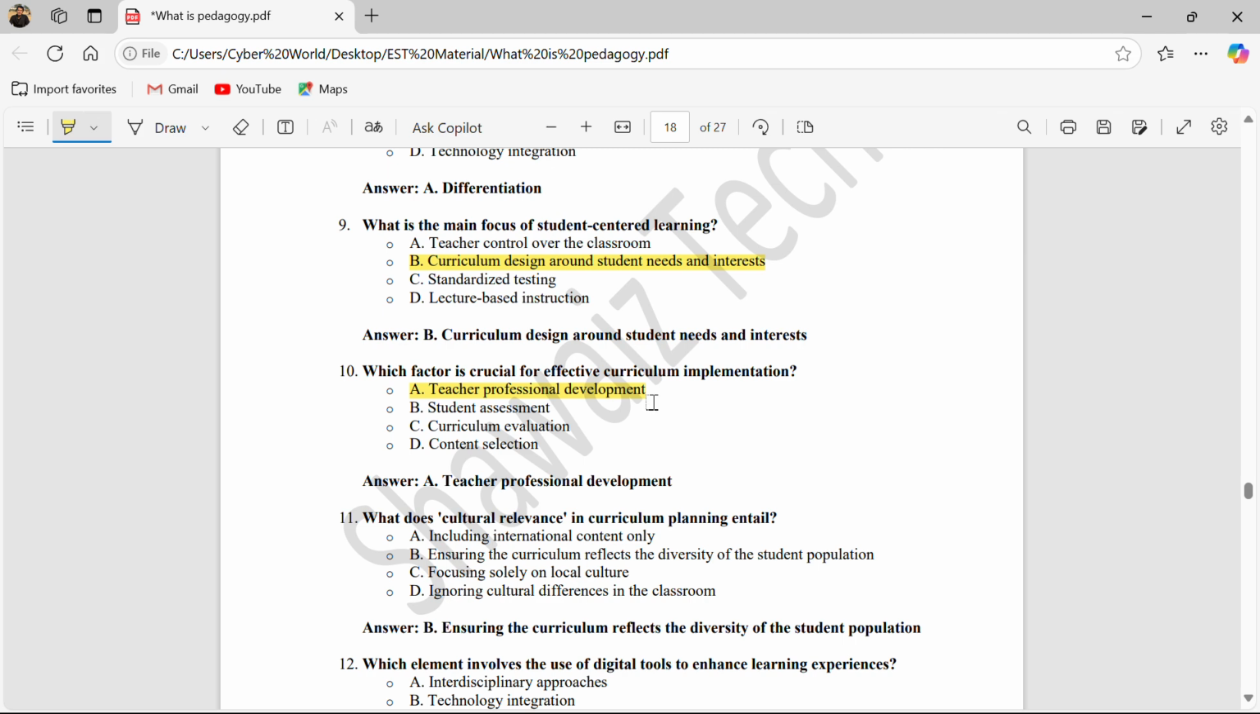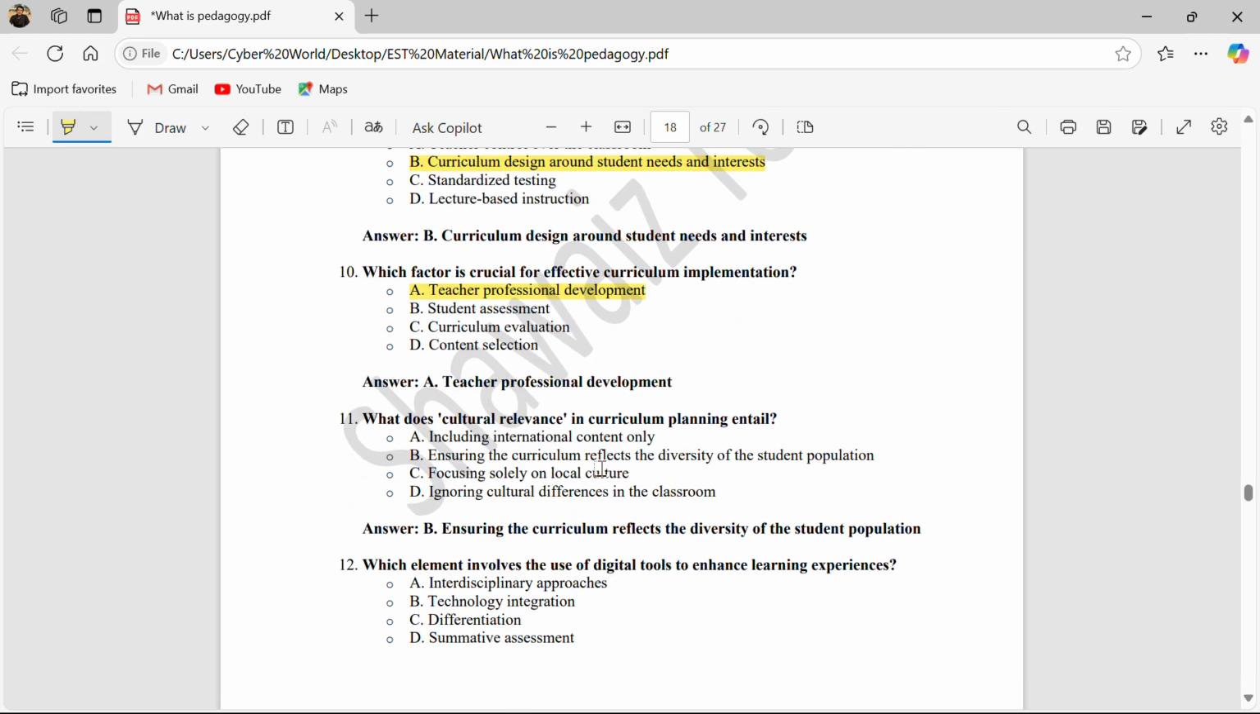What does cultural relevance in curriculum planning entail? Cultural relevance basically means ensuring the curriculum reflects the diversity of the student population. This is known as cultural relevance. So ensuring the curriculum reflects the diversity of the student population.